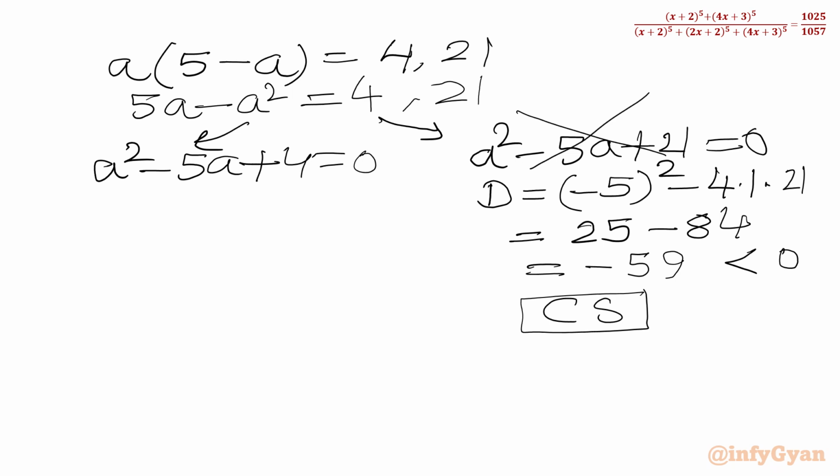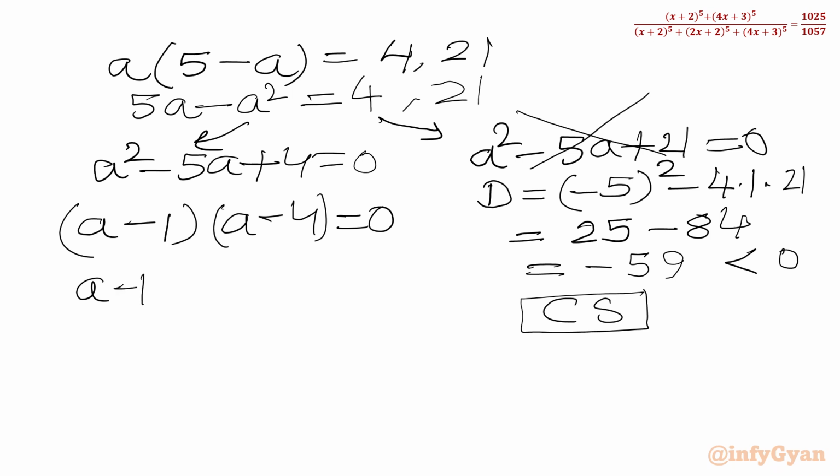Now here we can see the factors of 4 as 4 times 1. Addition of both will give us 5. So we can easily factorize here. We can write a minus 1 times a minus 4 equal to 0. From product 0 rule, we can write either a minus 1 will be 0 or a minus 4 will be 0. So from first equation, we will get a equal to 1. From second equation, we will get a equal to 4.